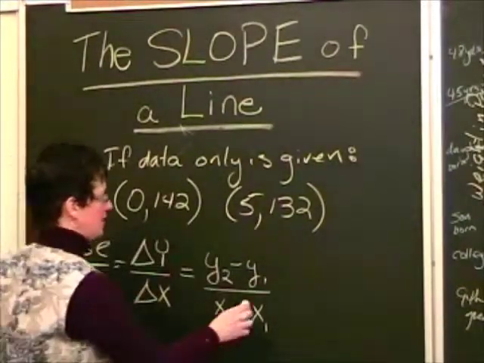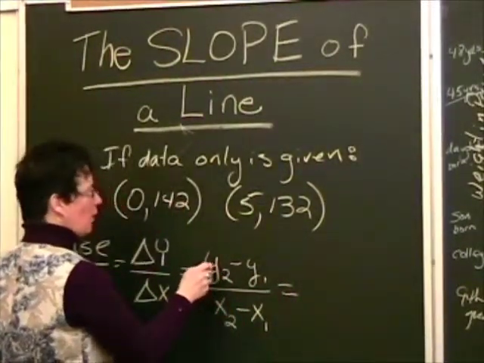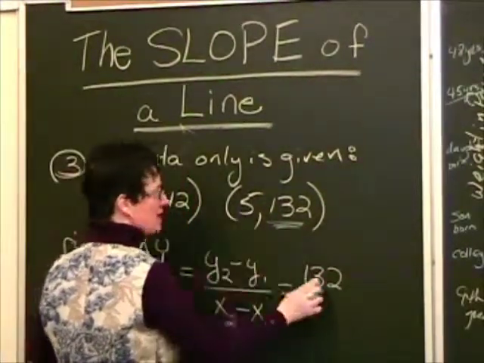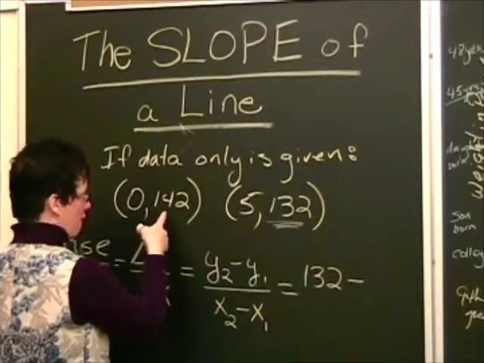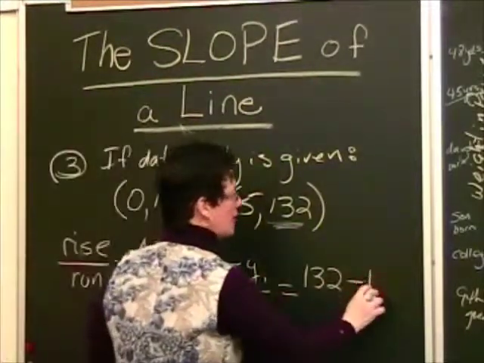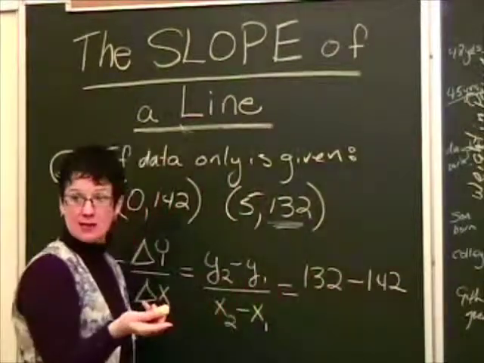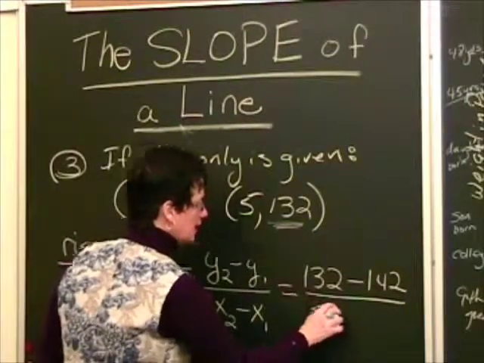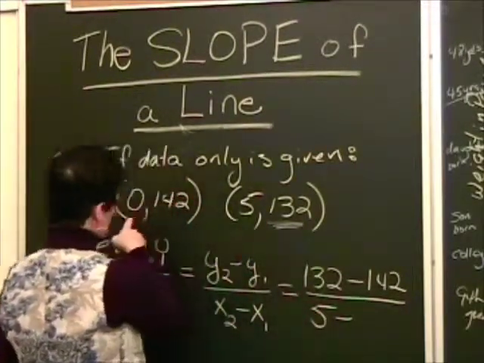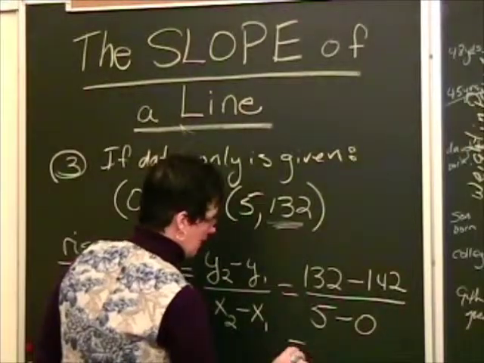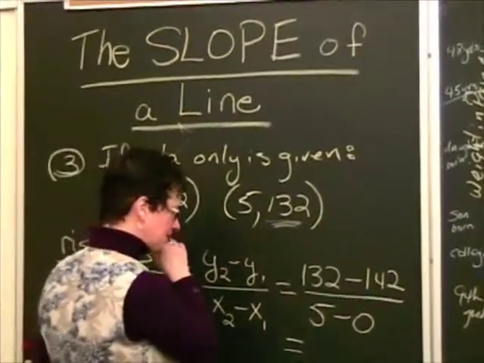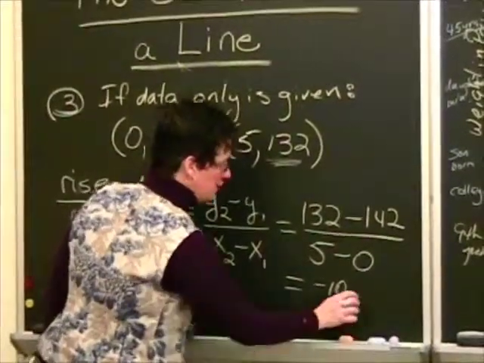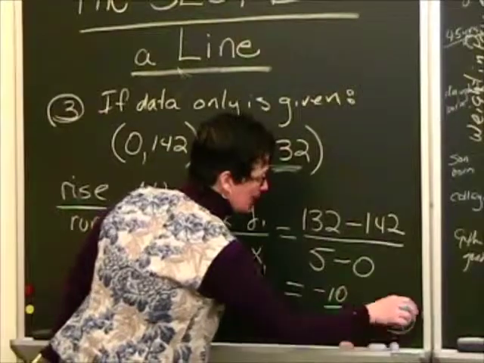All right, so let's do that. The later y value was 132 pounds. That's what I weighed after 5 days on the program. If I subtract from that the earlier weight of 142, you'll see that I've lost 10 pounds. All over later days on the program minus earlier days on the program, and therefore you can see here that I'm going to get -10 over 5, which by George, by Jingo, reduces to -2.